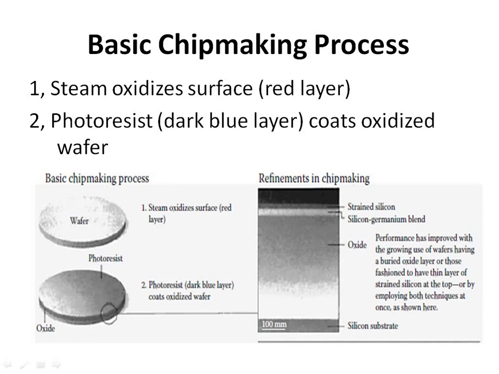Basic chip making process. 1. Steam oxidizes the surface, red layer. 2. Photoresist, dark blue layer, coats the oxidized wafer. Performance has improved with the growing use of wafers having a buried oxide layer or those fashioned to have a thin layer of strained silicon at the top, or by employing both techniques at once, as shown here in this figure.